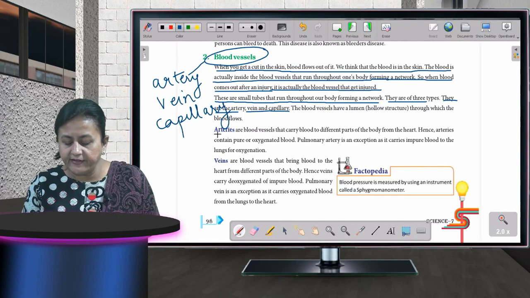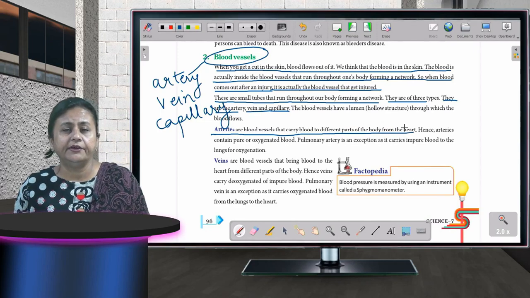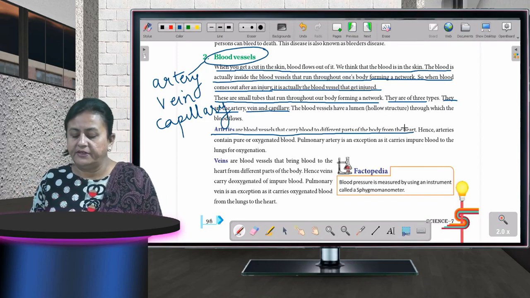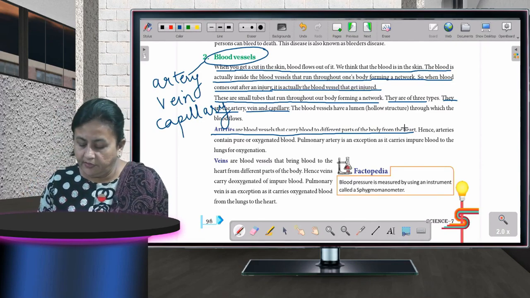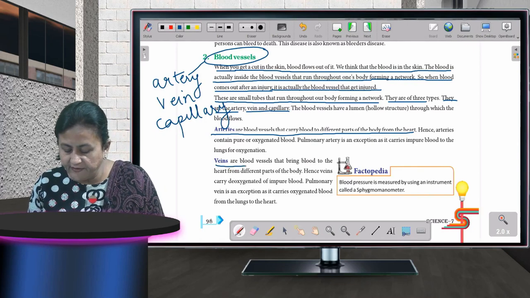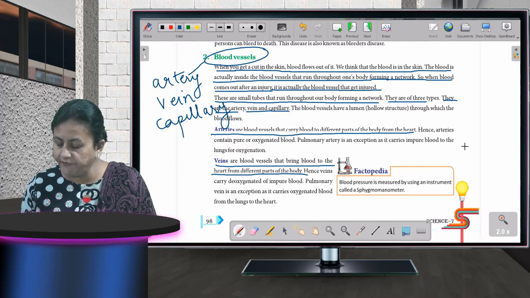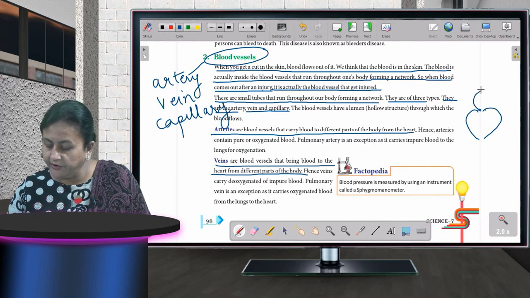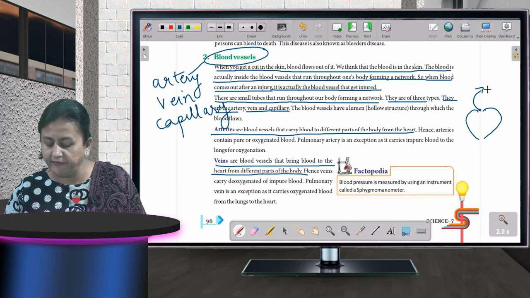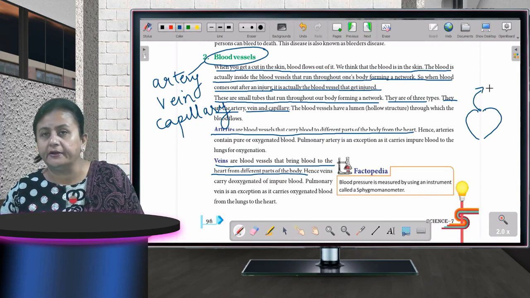Now, arteries are blood vessels that carry blood to different parts of the body from the heart. What are arteries? They are the blood vessels that carry blood to different parts of the body from the heart. Fine. Now, veins. Veins are blood vessels that bring blood to the heart from different parts of the body. Now, see, if I talk about the heart, this is your heart. Arteries are blood vessels that carry the blood. So, they are arteries.